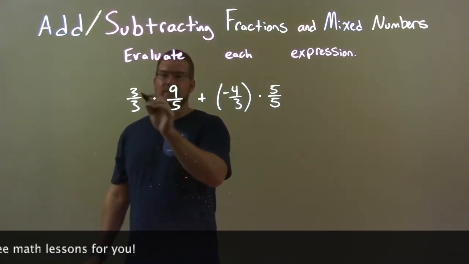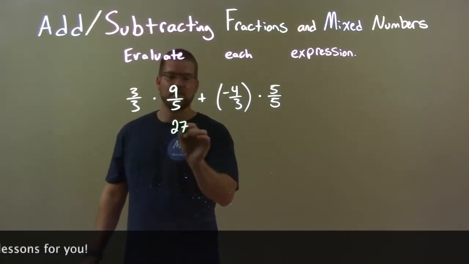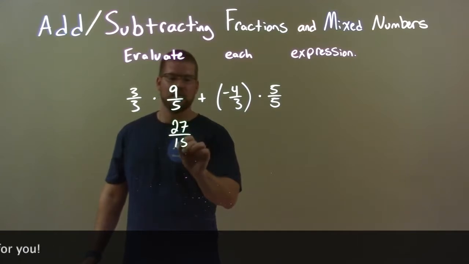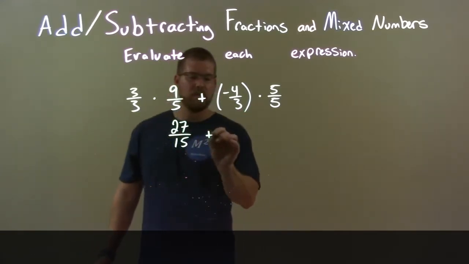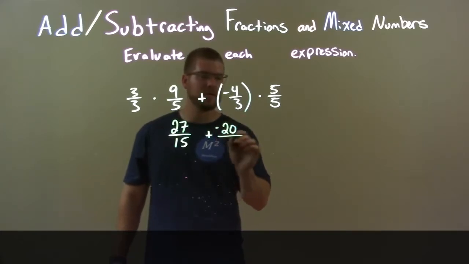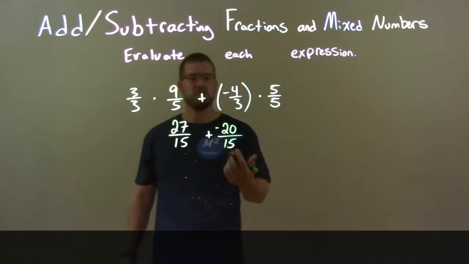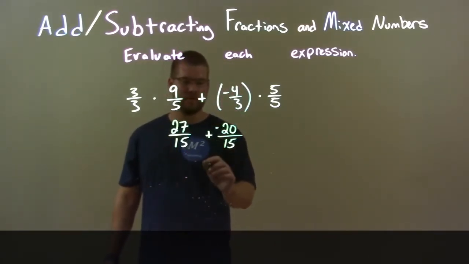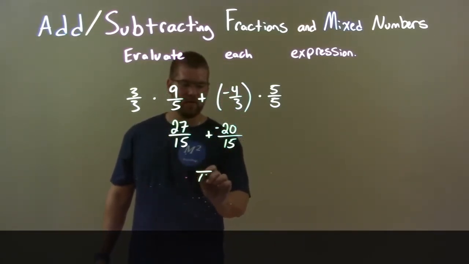So let's simplify. 3 times 9 is 27, and 3 times 5 is 15. Second number here, negative 4 times 5 is 20, but it's negative, right? Negative 20, and 3 times 5 is 15. So now we need to simplify. Well, we have the same base, which is 15. Fantastic, right here. So 15.